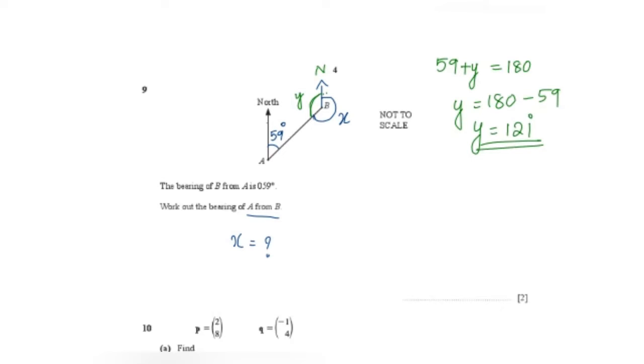Now we have got the value of y. In order to find the remaining angle, we will subtract it from 360 degrees because we know that the angle around a point is 360 degrees. So 360 minus the remaining, which is 121 in this case. Thus, the answer is 239 degrees.